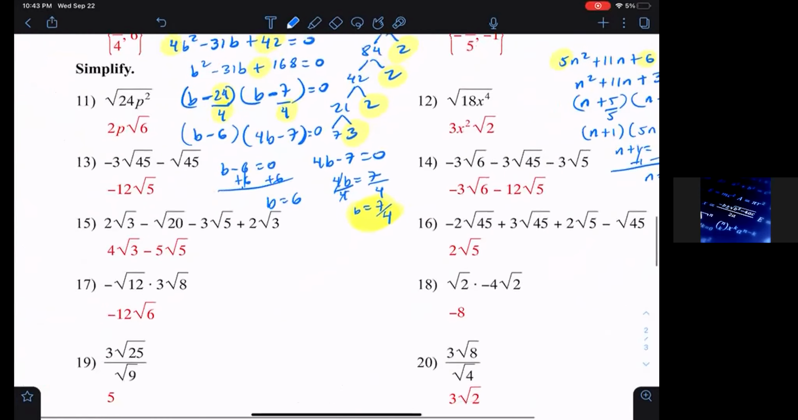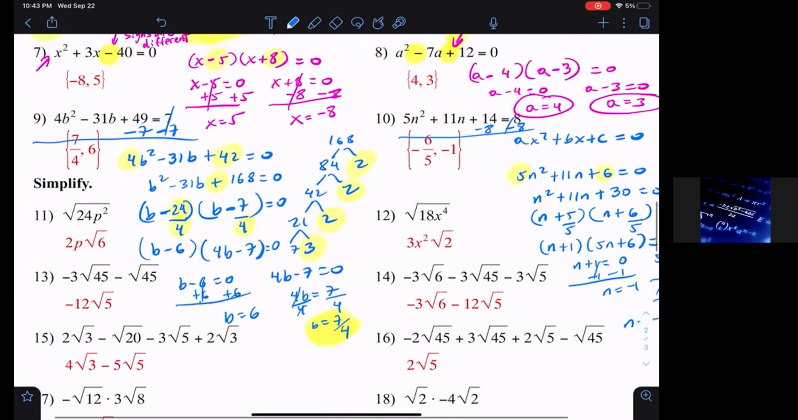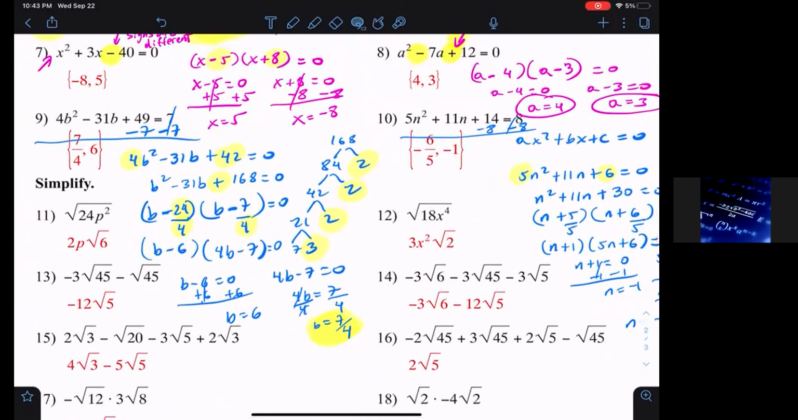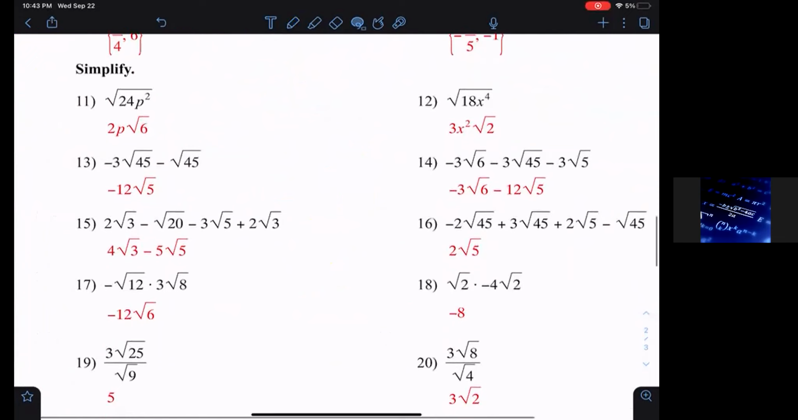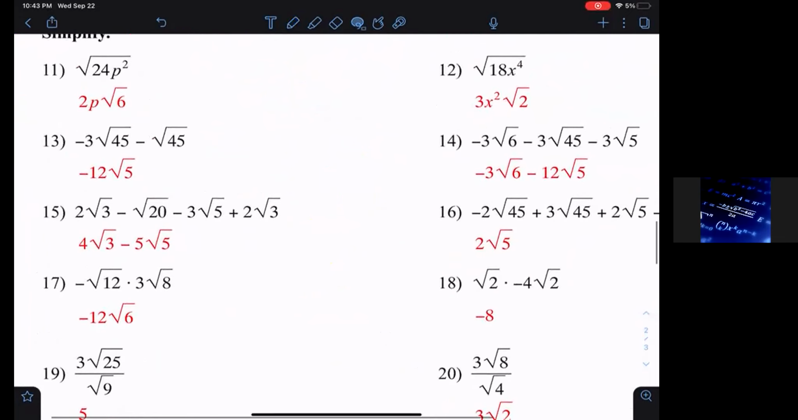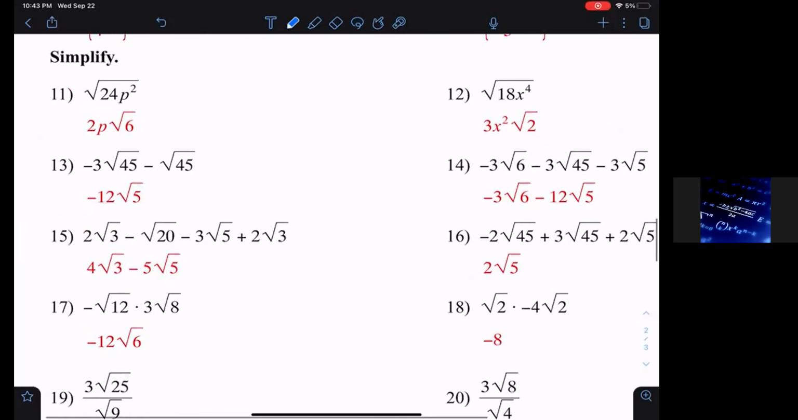Okay, let's continue because there are too many problems here. A lot of them I didn't do in class, so I hope you understand. So here, like I mentioned in class, this p, remember this is the square root of p squared. You can just divide the exponent 2 over 2, right? So that's going to be just p, so that p comes out. Now you have to take care of the number, right?